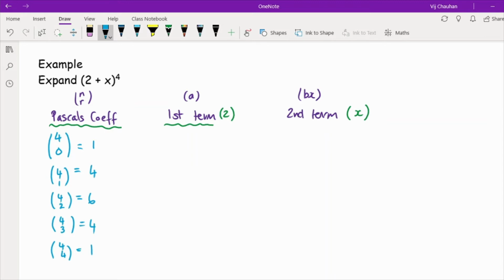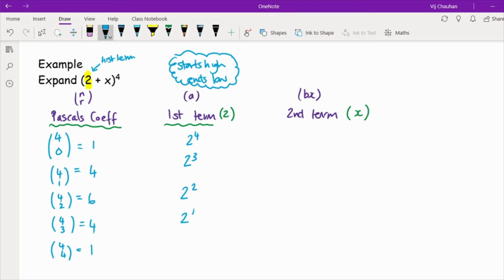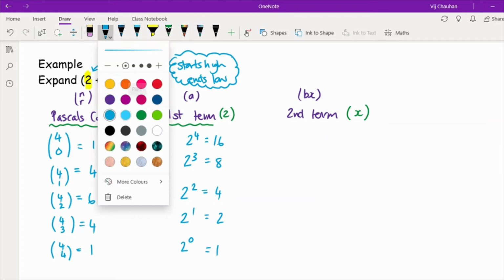Now in terms of the first term, in this case my first term is 2, so I'll label that. The first term starts high and ends low. Our highest power is going to be 4, so I'm going to have 2 to the power of 4, 2 to the power of 3, 2 to the power of 2, 2 to the power of 1, and 2 to the power of 0. And if you're wanting to, you can actually write down what those values are, like so.